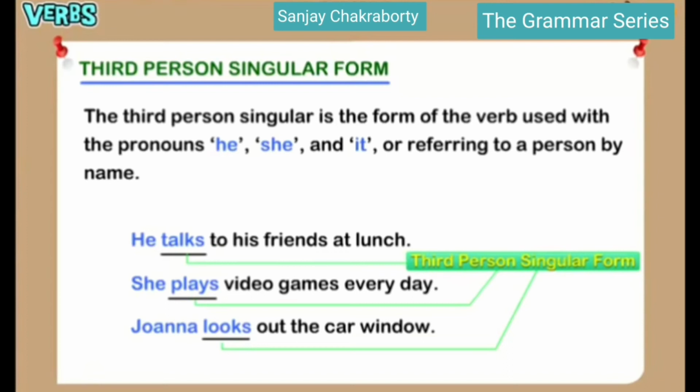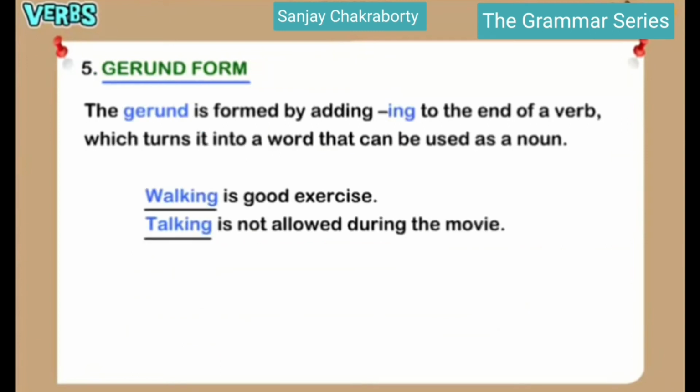He talks to his friends. He plays cricket. She plays video games. Joanna looks out of the car window. So talks, plays, looks, these are all verbs. This also highlights an important grammatical rule which says, if the subject is in third person singular number, s or es is added to the verb. See?